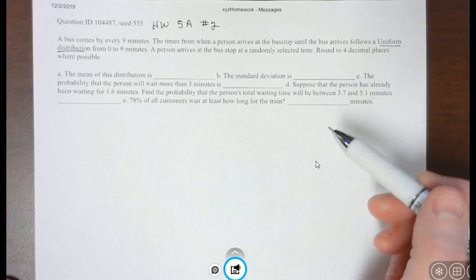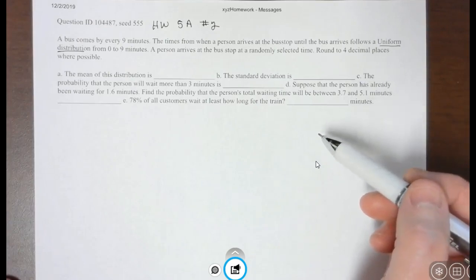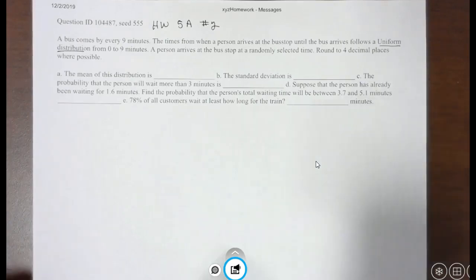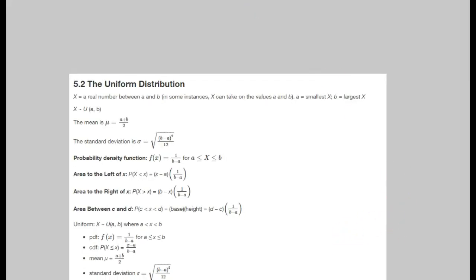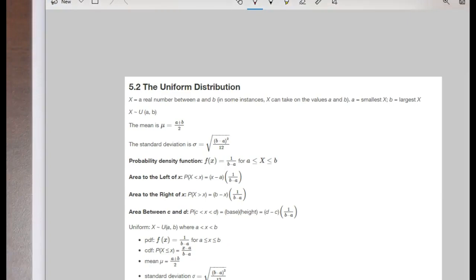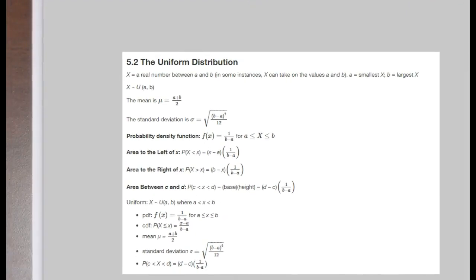decimal places where possible. So the mean of the distribution is, well, we need to remember, we know it's a uniform, so we need to remember how to find the mean of a uniform distribution. So here we go. The mean equals a plus b over 2. And this is how we would write the uniform distribution between a and b. So it's a plus b divided by 2.